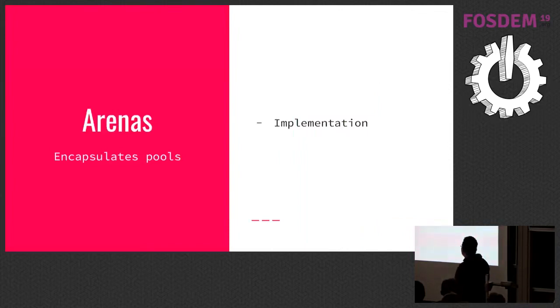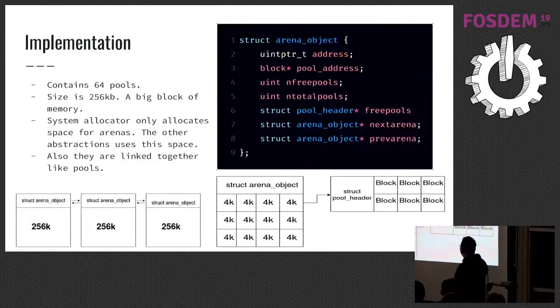Arenas encapsulate pools. There is an overhead like pools, and they are a doubly linked list with next arena and prior arena pointers. Their size is 256 kilobytes. The system allocator only allocates space for arenas, and the other abstractions use the arena space. Python only releases memory back to the system when all pools are empty in that arena.